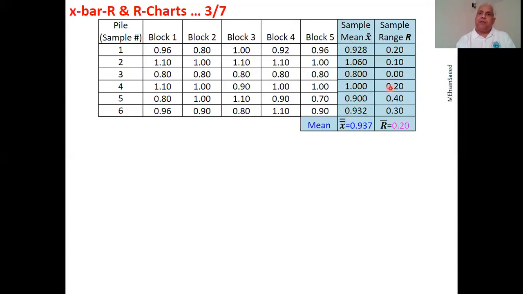The next column is for range. Range is the difference between the maximum value and the minimum value of the sample. So it's another measure for dispersion. In this particular sample, the maximum value is 1 ton, and the minimum value is 0.8 ton. So the range is 1 minus 0.8, so 0.2 ton is the range, and at the end of the column, we take its mean, which comes to 0.2 ton.